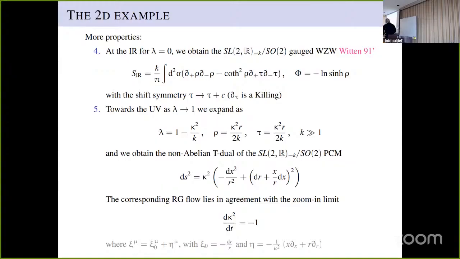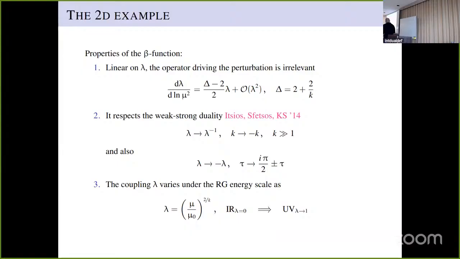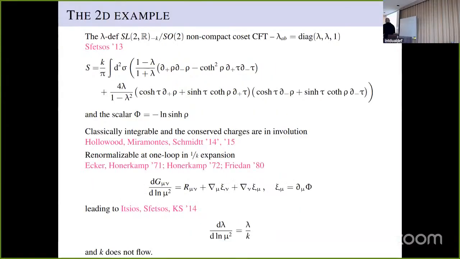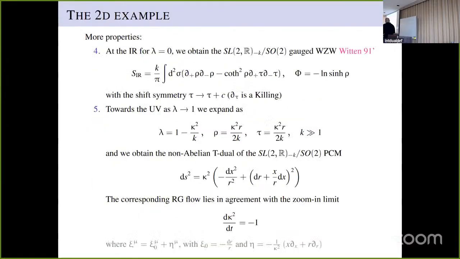Note a crucial property, a property that will become crucial in a bit. Here, this is trivial to see, but this has a shift symmetry, taking tau to tau plus c, c being a constant. So in other terms, partial tau is a Killing vector of this background. Towards the ultraviolet, as lambda goes to 1, we can take this limit, but we have to rescale rho and tau in the previous expression in order to make sense. And what we obtain is the non-abelian dual model of this Pre-Parkara model.